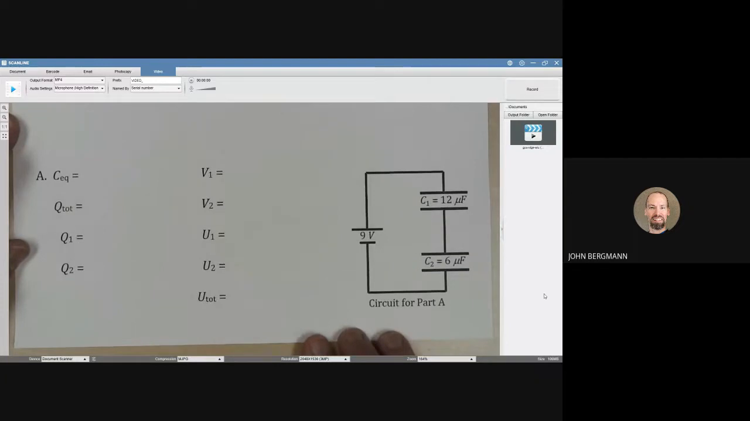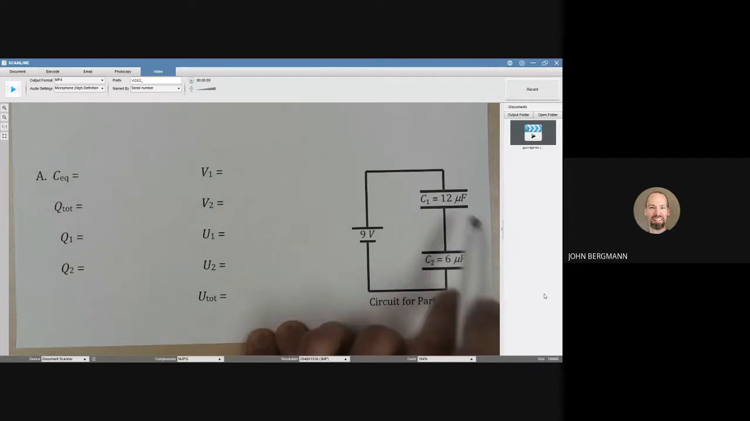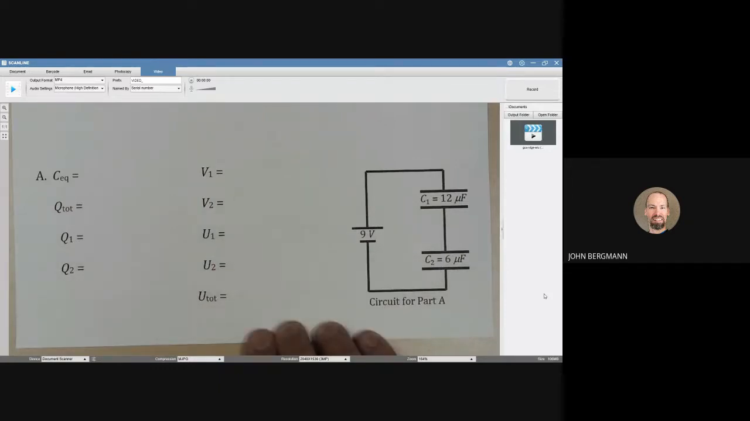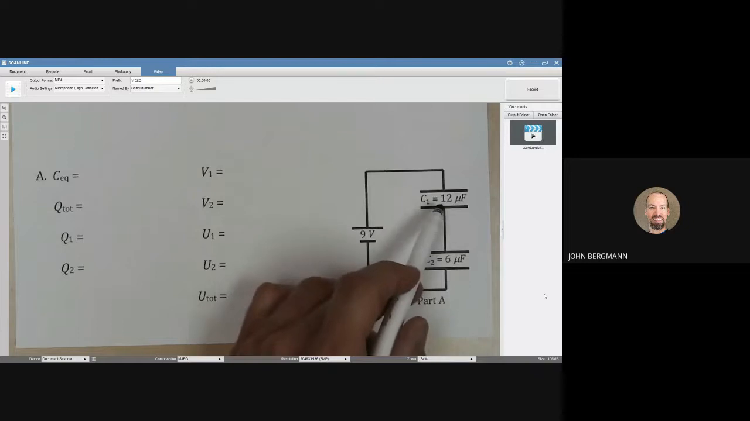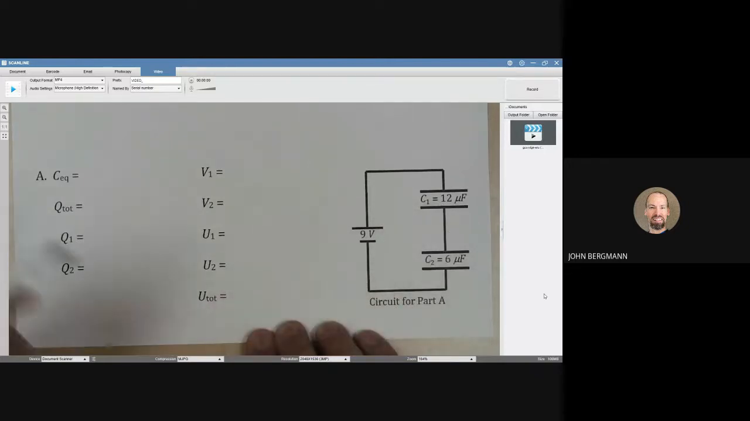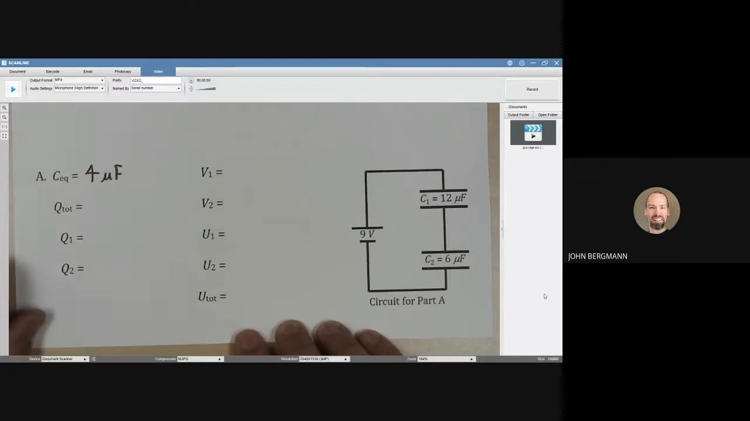So let's see what we got here. The equivalent capacitance of this circuit, these two are in series. If I wanted to tear those out and put an imaginary one in there, I would have to go 1/12 plus 1/6, add those up, and then take the inverse. 1/12, and then this is 1/6, which would be 2/12. So that'd be 3/12 flipped upside down. So I think the equivalent capacitance is going to be 4 microfarads.